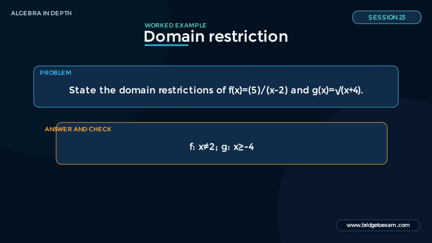The final answer is f: x is not equal to 2. g: x is greater than or equal to −4. Check that it satisfies the original conditions and carries the correct units.